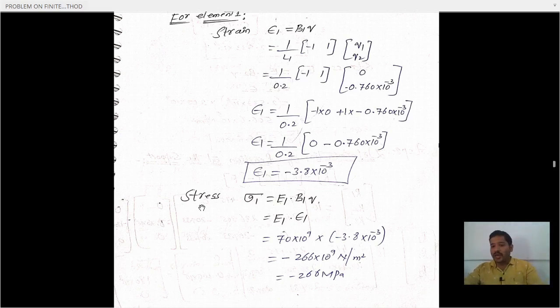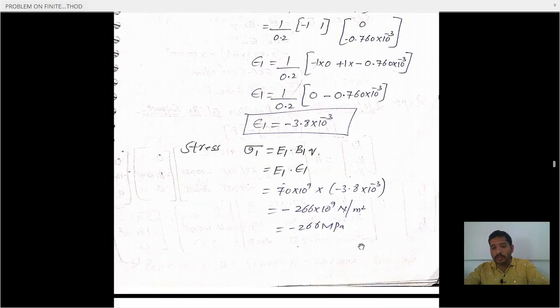If you want to find out the value of stress, the stress is equal to modulus of elasticity into strain. This whole value is the strain. Let us see, sigma 1 equal to E1 into epsilon 1, capital E1 into small e1. The modulus of elasticity for the first element is given as 70 into 10 power of 9, and the strain is given as minus 3.8 into 10 power of 3.